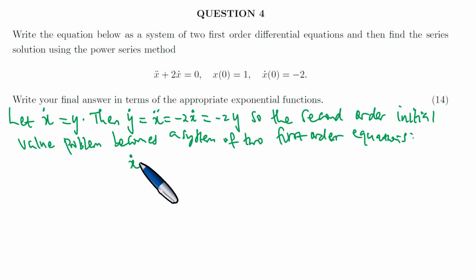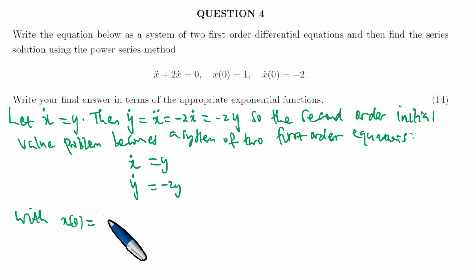What is x dot? X dot is y according to this. In other words, this is how we write the derivative in this section: the derivative of x is y. But we also have y dot, which is minus 2y, with x at 0 being 1. And what is x dot? X dot is y, so this can also be written as y at 0 is minus 2.